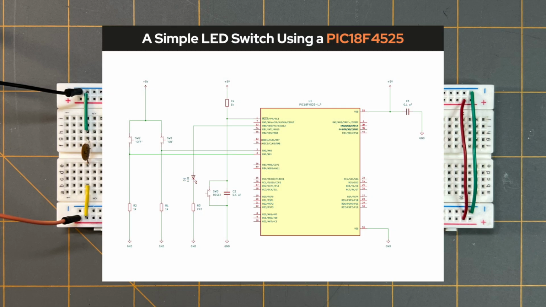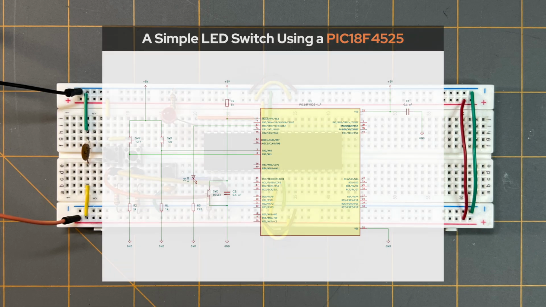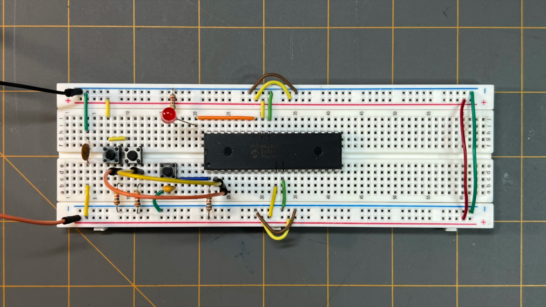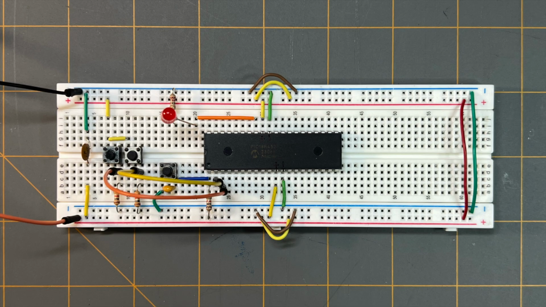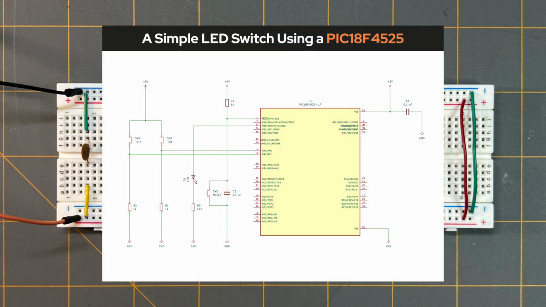Looking at the schematic diagram, we see that we have an LED that's labeled D1 on the schematic diagram, and a current limiting resistor, resistor R3, tied to pin 33, or pin RB0 of the PIC. For this simple LED switch project, I'm using a red LED for D1, but you can use whatever color LED you like. Notice that pin 33 is considered to be RB0 for the PIC 18F4525.